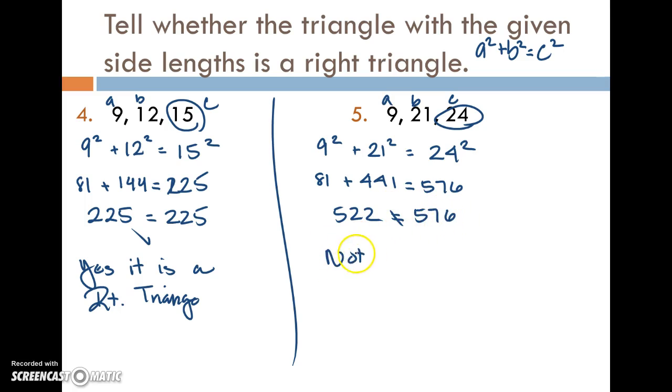Therefore, this is not a right triangle. If it's not a right triangle, can you say that it's a wrong triangle? Yeah, sorry. I really thought that was funny in my head. But no, it's not. It's not a right triangle.